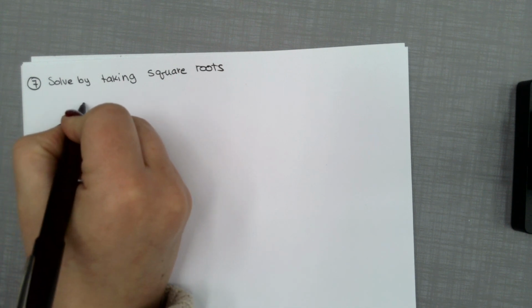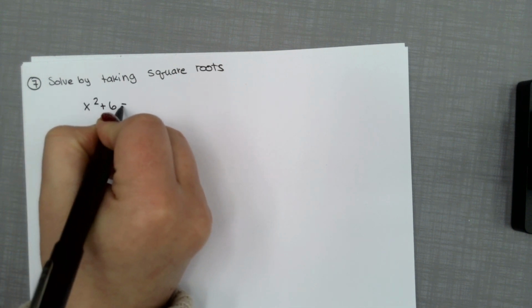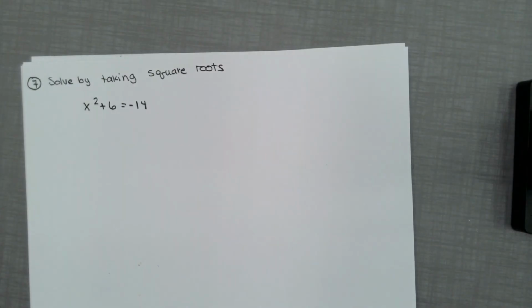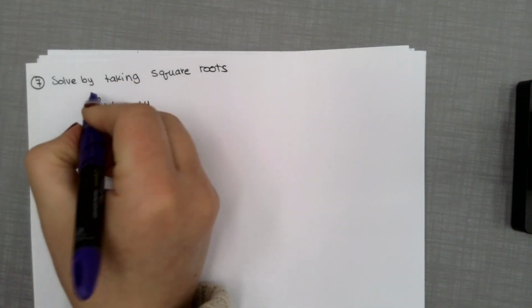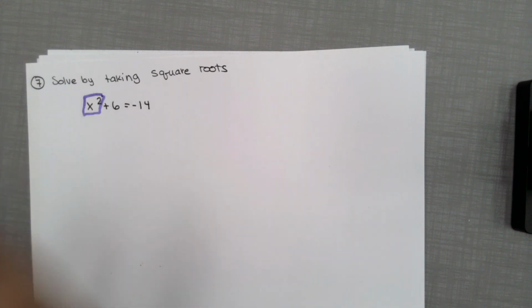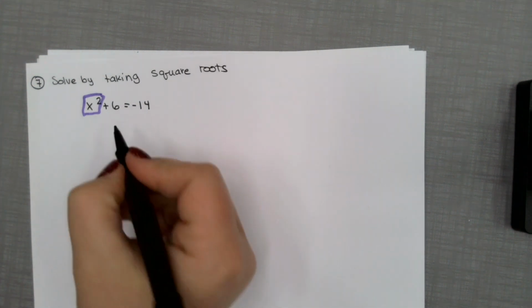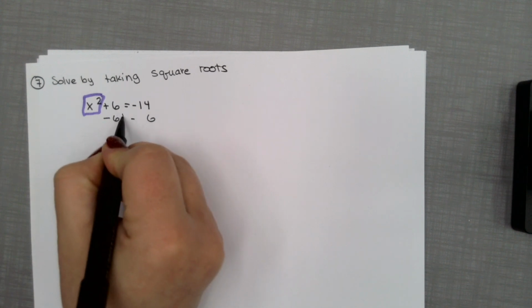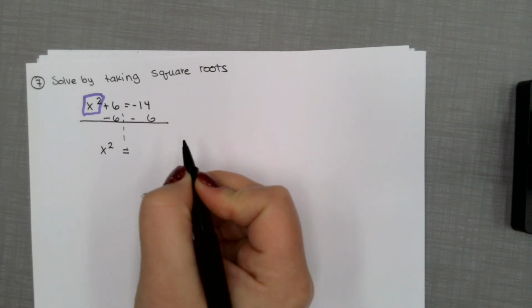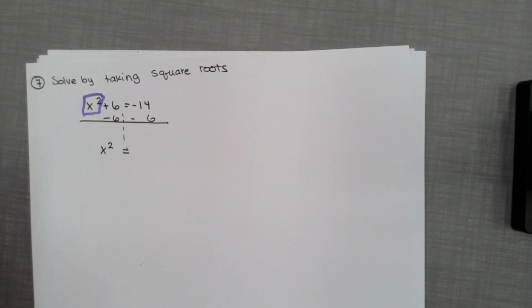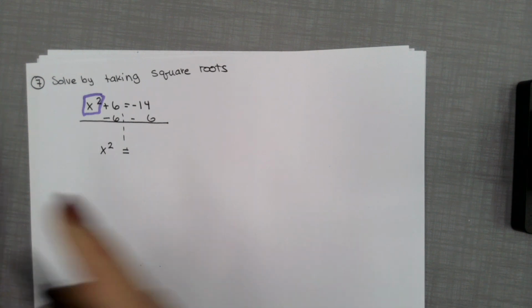For question number 7, we have x squared plus 6 is equal to negative 14. And we are solving by taking the square root. Step number 1, when solving by taking a square root, we want to make sure that x squared is by itself and nothing is attached to it. Undo addition and subtraction first, then divide if you need to. For us, we only have a plus 6 that we need to undo. So x squared is by itself, and we have negative 14 minus 6. That gives us negative 20.